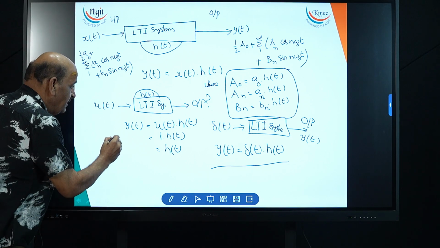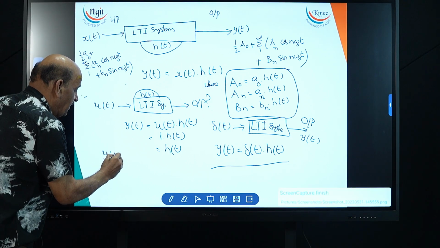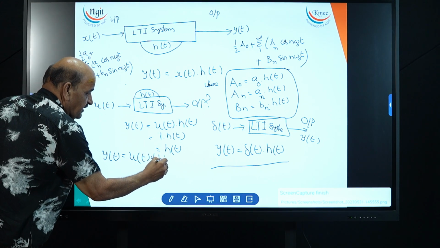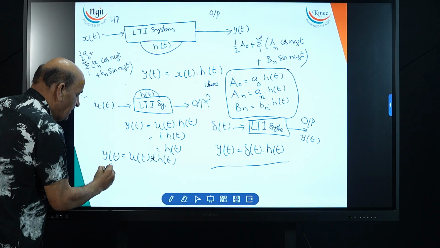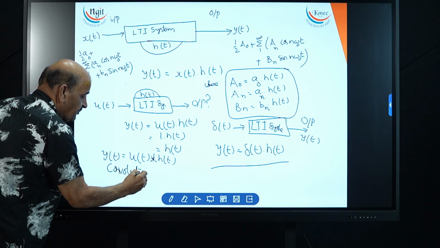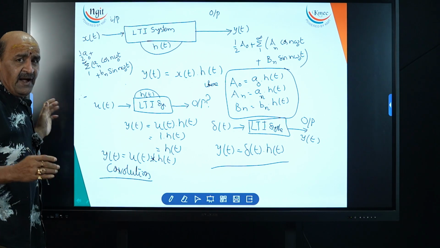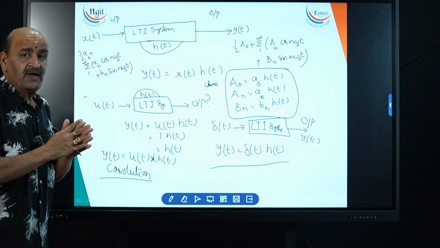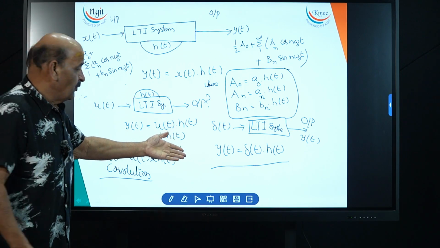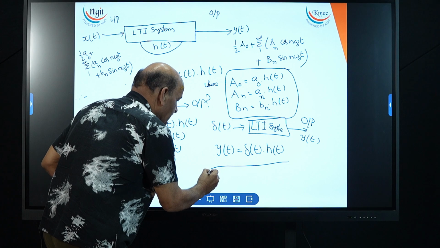Here, if you write y of t is equal to u of t star h of t, what does the star represent? Convolution. Convolution means combining two signals and producing a new signal. That is called convolution.